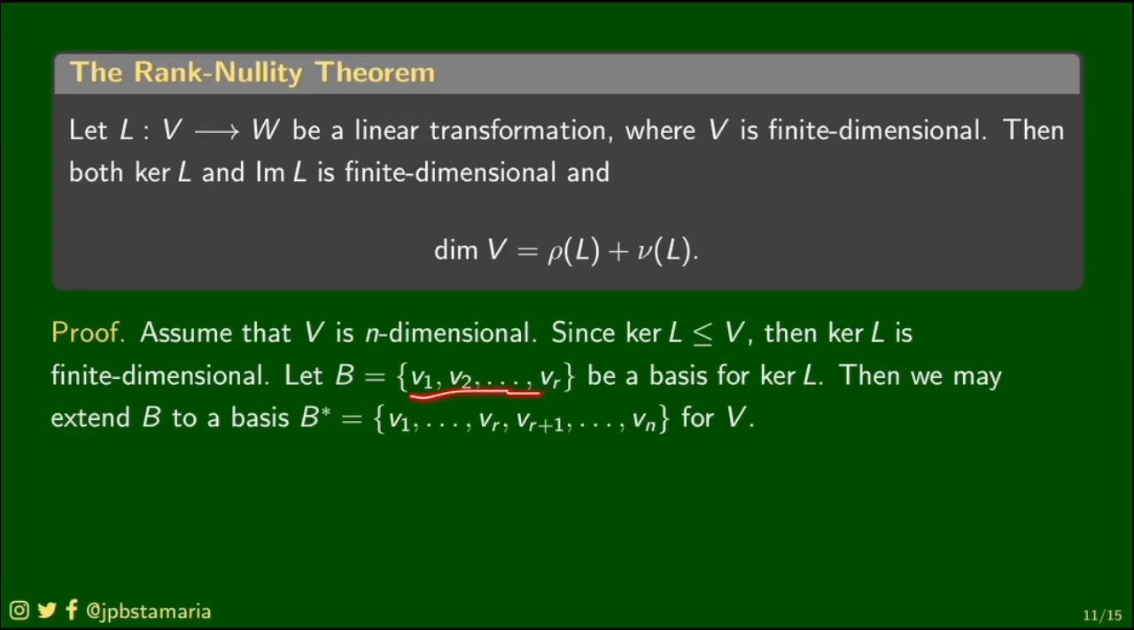Because this is a basis, it is linearly independent in V, and we know that linearly independent sets can always be extended to be a basis for the mother space. So in this case, I'm going to extend this. So by this, now this is what we're doing. We are having this vector space V.